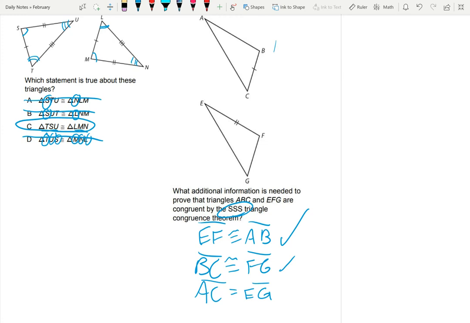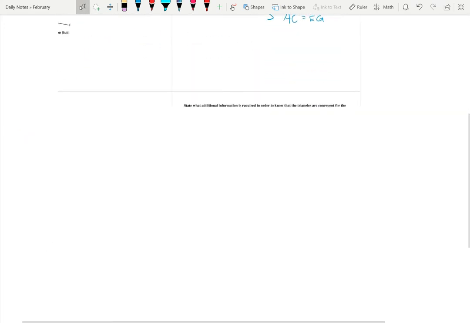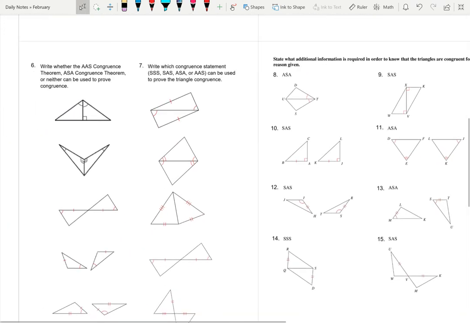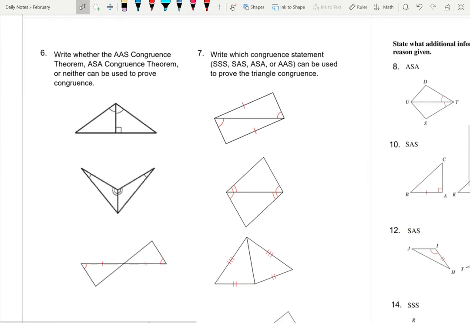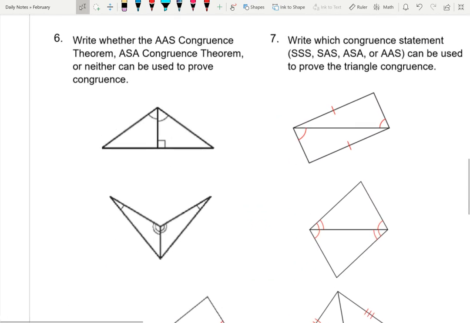But yes, they should still be congruent because you need all 3 sides to be congruent, to have the side-side-side triangle congruence theorem. All right, so now let's work on the bottom half here. Write whether the angle-side-angle congruence theorem, or angle-angle-side congruence theorem, or neither, can be used to prove congruence.